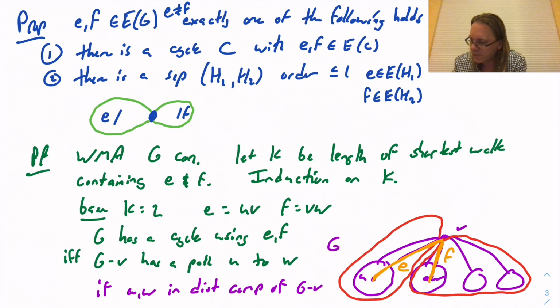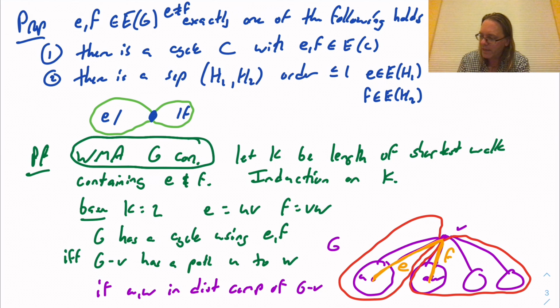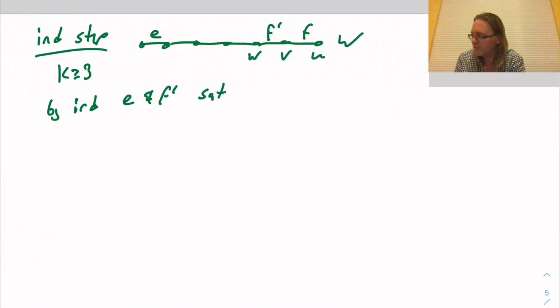So they're either going to satisfy property 1, there's going to be a cycle containing both, or they'll satisfy property 2, there's going to be a separation of order at most 1 separating them. I'll remind you, we're assuming now that G is connected. I can assume G is connected without loss. So in fact, you cannot have a separation of order 0 with E on the left and F on the right because the graph is connected.